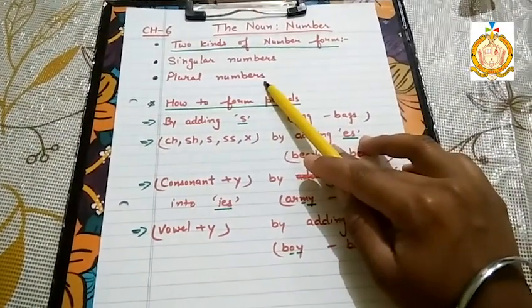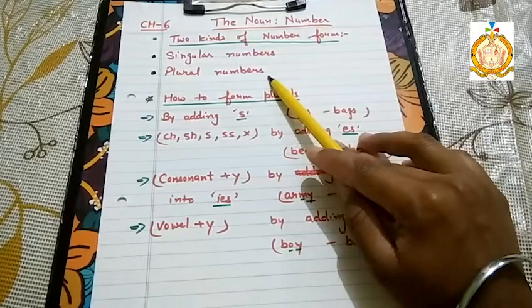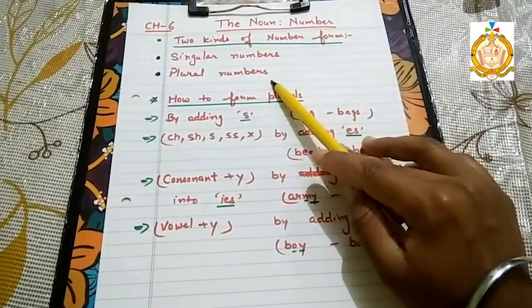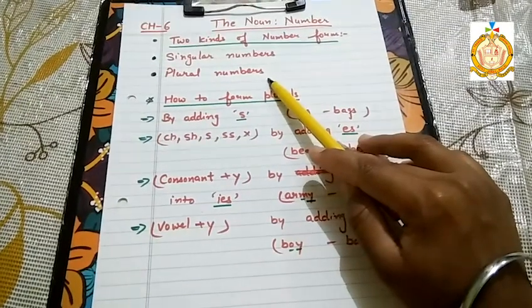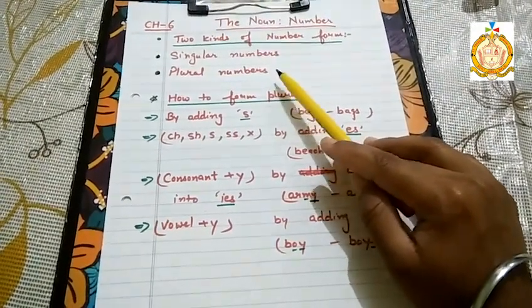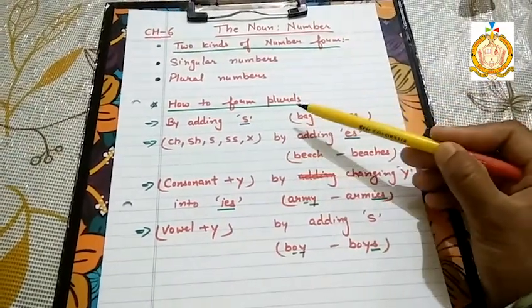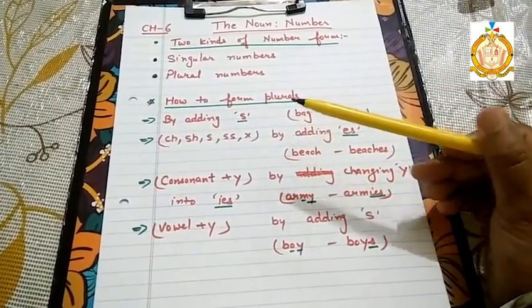Next is the plural number. A noun that names more than one person, animal, place, or thing is called a plural noun. For example, boys, cats, houses, flowers. Next topic is how to form plurals.